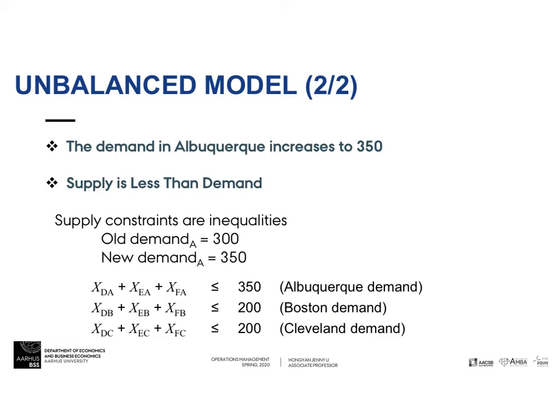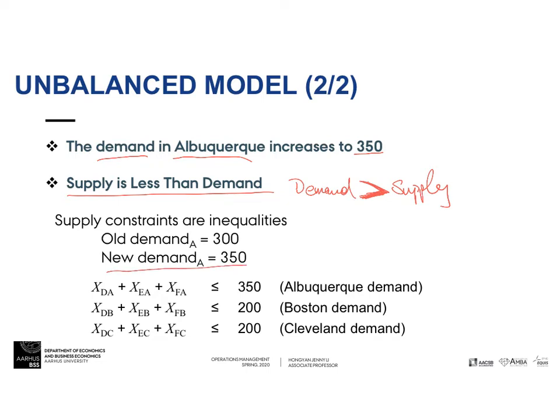And another type of unbalanced model is the demand. So the supply is less than demand. Obviously, the demand is higher than supply. Probably we can ignore the equals sign here, more interested in the strictly higher. So in this case, we assume the demand in warehouse Albuquerque increases to 350, previously 300. So now the new demand is 350.